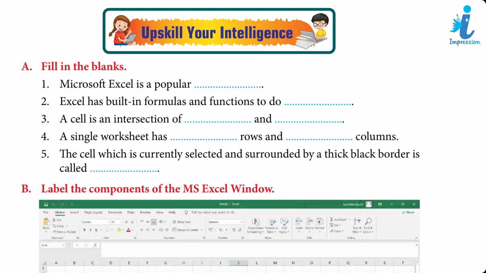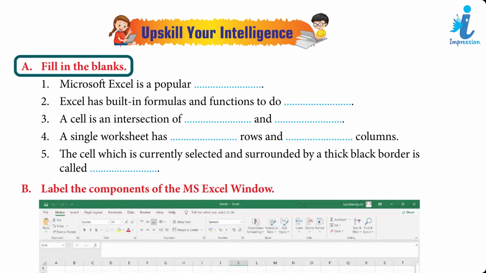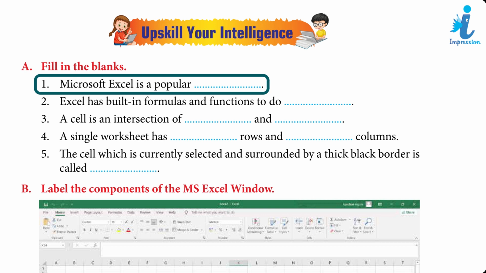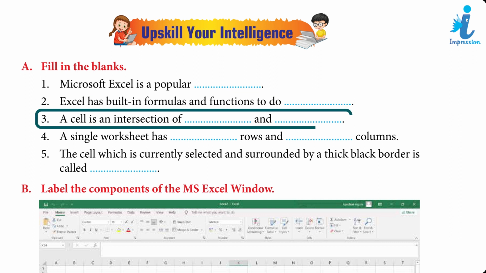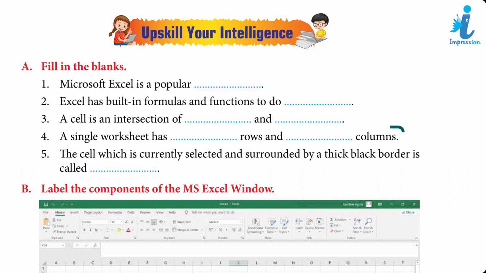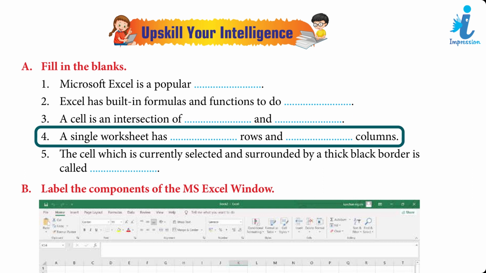Upskill your intelligence. A. Fill in the blanks. 1. Microsoft Excel is a popular dash. Answer: spreadsheet. 2. Excel has built-in formulas and functions to do dash. Answer: calculations. 3. A cell is an intersection of dash and dash. Answer: rows and columns.